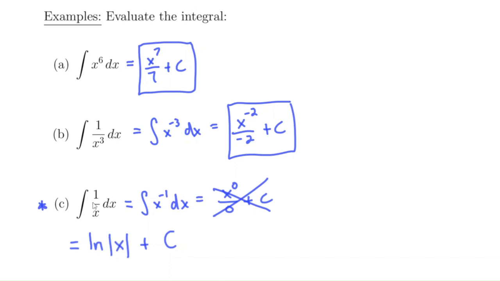But the integral of 1 over x is actually natural log of x, or natural log of the absolute value of x. And that's the one case that we're missing in the power rule. The power rule tells you how to do the integral of x to the n for every power of n except n equals negative 1, right? So how do we do the integral of x to the negative 1? Well, x to the negative 1 is just 1 over x, and the integral is this.